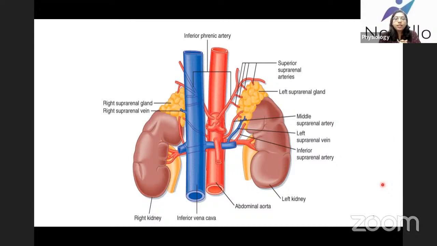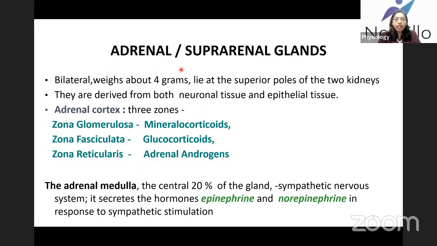This particular diagram is a diagram of the adrenal gland or suprarenal gland. The suprarenal glands or the adrenal glands are the bilateral glands which are present on the heads of both the kidneys, weigh around 4 grams, lie on the superior pole of both the kidneys, and they are formed by the neuronal tissue as well as the epithelial tissue. The epithelial tissue has a function of releasing endocrine hormones, whereas the neuronal tissue has a sympathetic activity.